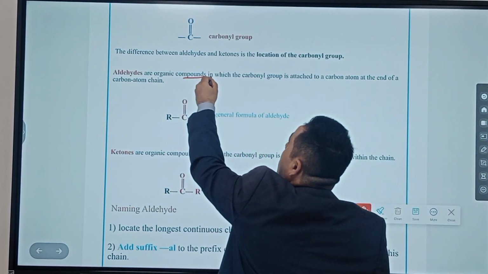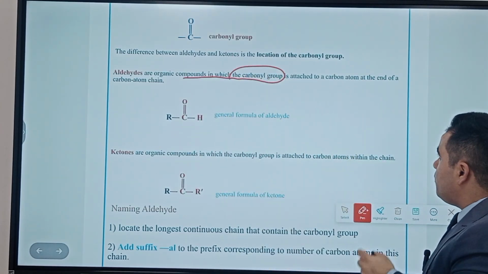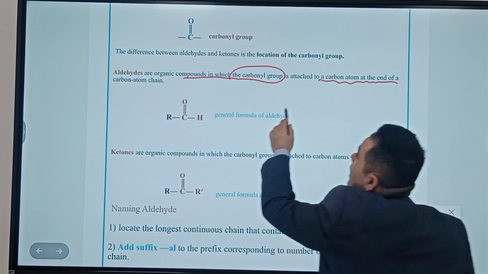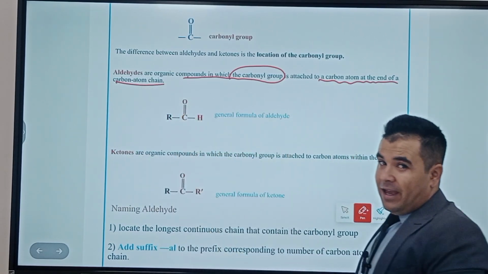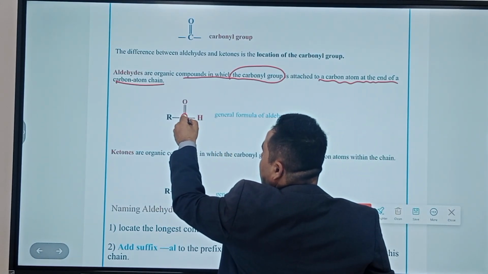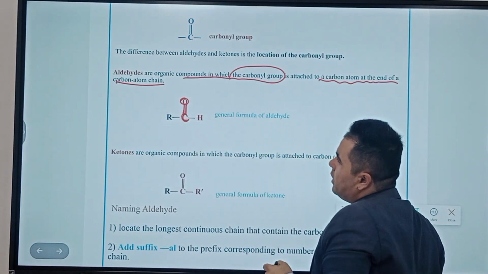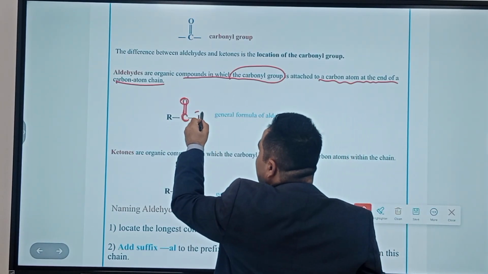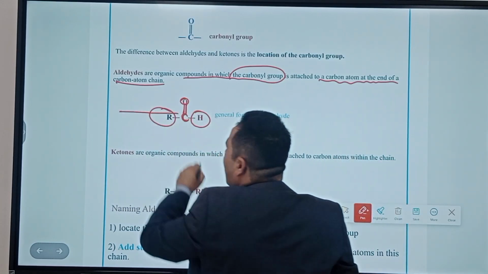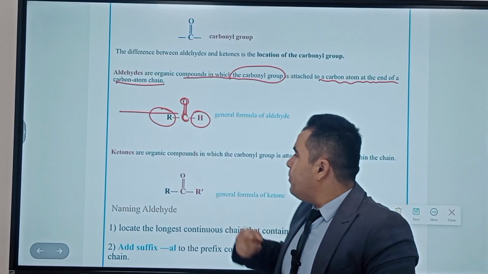Aldehydes are organic compounds in which the carbonyl group, C double bond with O, is attached to a carbon atom at the end of the chain. The general formula, as you can see, is carbon double bonded with O, which is a carbonyl group, and then this end is closed by H. That end is the hydrocarbon, R. So one end is closed, the other end is open.